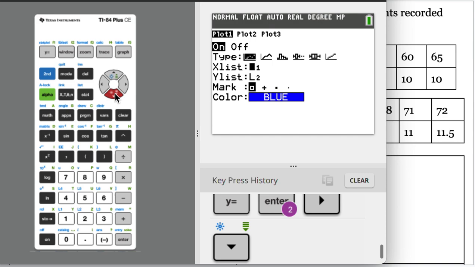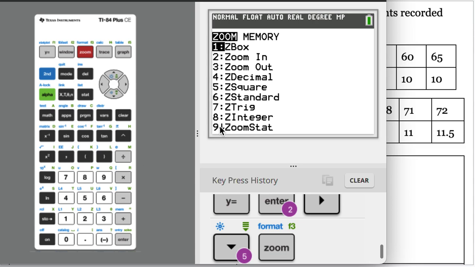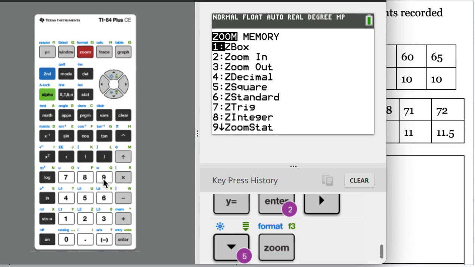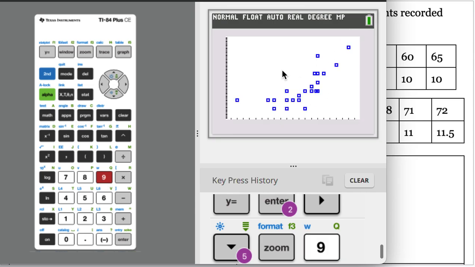But the biggest thing to realize is that they're asking you for two lists here. So mine were in L1 and L2. I put my heights in L1 and my shoe sizes in L2. And now I'm going to hit zoom, and then go down to 9. It's ZoomStat. It's sort of like an auto fit for statistical graphs. And there's my scatter plot.